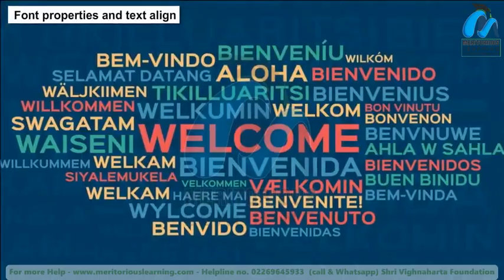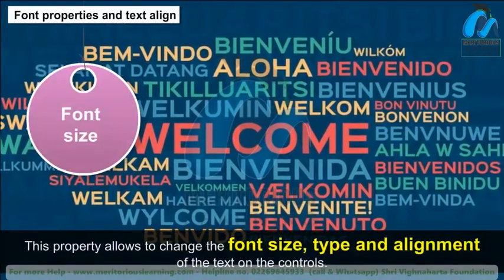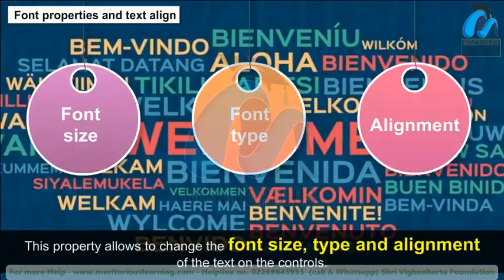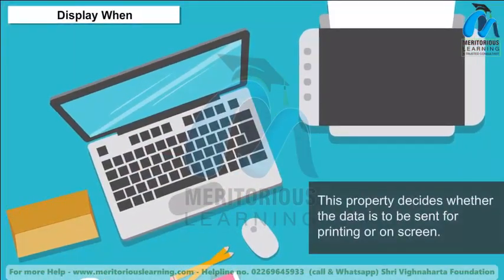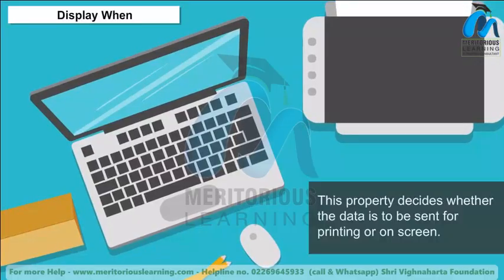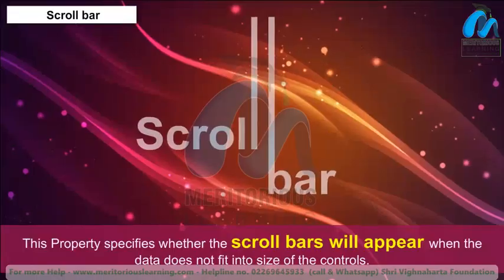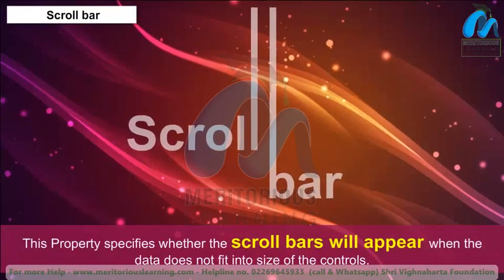Font properties and text align. This property allows to change the font size, type, and alignment of the text on the controls. Display when. This property decides whether the data is to be sent for printing or on screen. Scroll bar. This property specifies whether the scroll bars will appear when the data does not fit into the size of the controls.